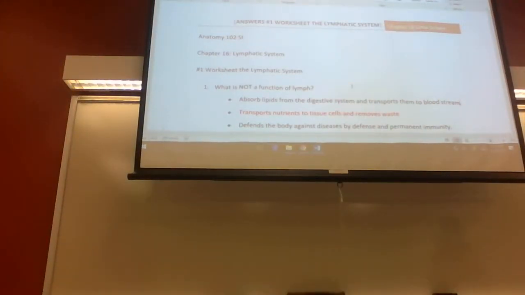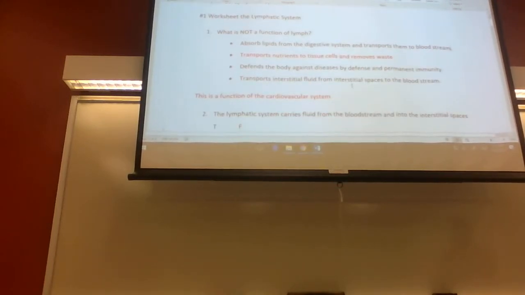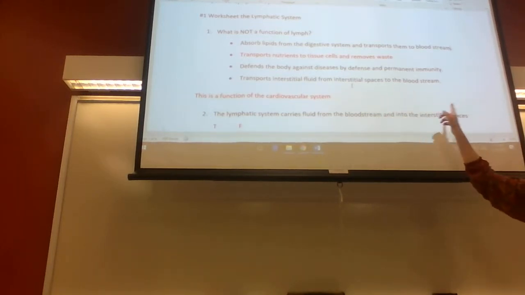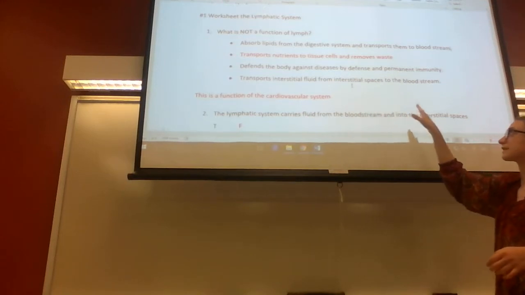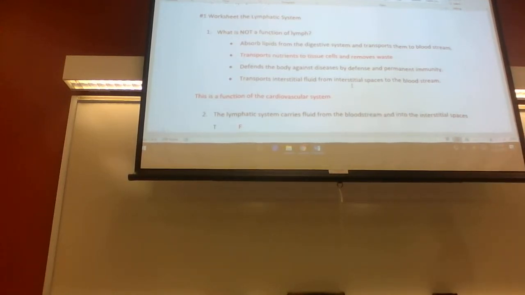Okay, so this is worksheet number 1 over the lymphatic system. The first part: the lymphatic system can also be known as the immune system. It's called the lymphatic system because of the lymph glands, but it's called the immune system because of the action, immunity. That's like the action. Typically, all of these are functions of lymph except for this one, transports nutrients to the tissue cells and removes waste. That's a function of the cardiovascular system.